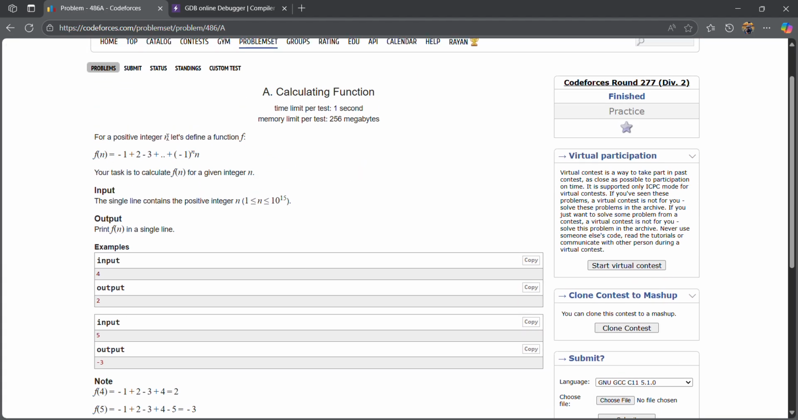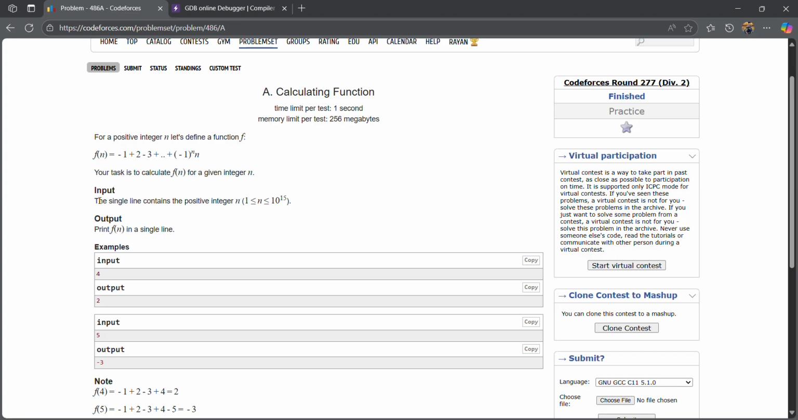For a positive integer n, let's define a function f. f(n) is equal to -1 plus 2 minus 3 plus 4 and up to (-1) raised to n times n. Okay, it means the function is a series of adding all the natural numbers, but the odd ones are negatives and the even ones are positives.